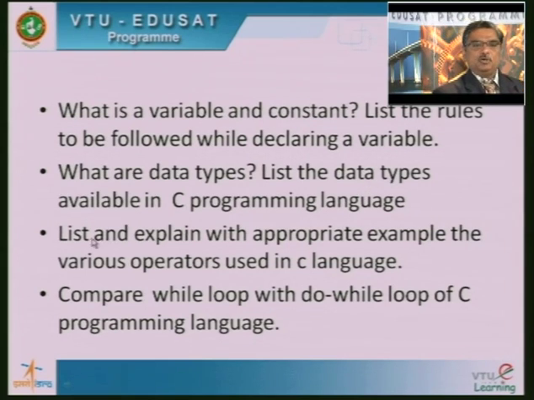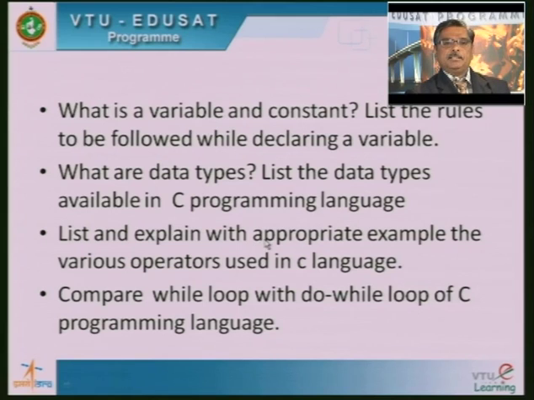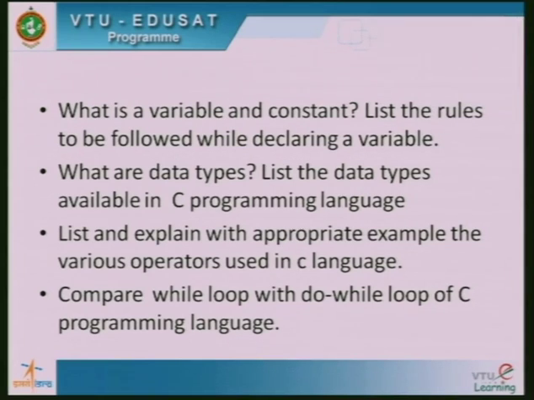And another interesting question that you can always expect: list and explain with appropriate examples the various operators used in C language. You have used so many operators now, you are familiar. It may be the arithmetic operators: plus, minus, star, slash, and the percentage symbol, which is called modulus. They all come under the arithmetic operations. Along with this you have understood relational operators: less than, less than or equal to, greater than, equal to. Here equal to is the double equal to symbol, and not equal to. All these operators come under the relational.